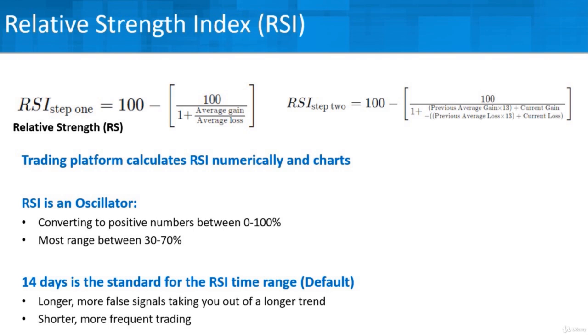If you go longer than that, you're going to see more false signals taking you out of a possibly longer trend. And if you go shorter, you might experience more frequent trading, because it's going to give you buy, sell signals more frequently. So 14 days seems to be the sweet spot when you're using an RSI, and I would tend to recommend just staying with that. It'll be a default in your trading platform. You can change it, but that would be the default and what I would recommend using too.